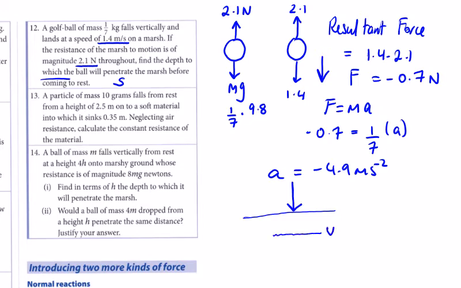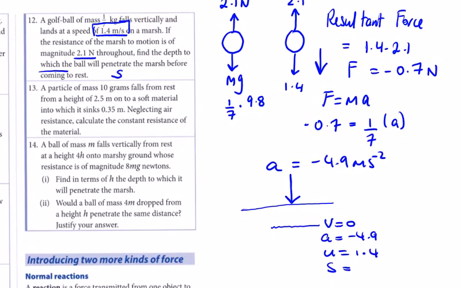So what's happening at this point? It's come to rest. We have the acceleration of minus 4.9. We know the speed it's traveling at because it lands at a speed of 1.4. So it hits at a speed of 1.4, and we're asked for this.